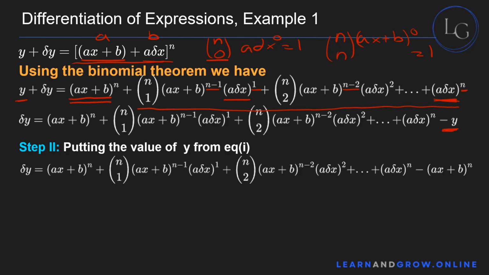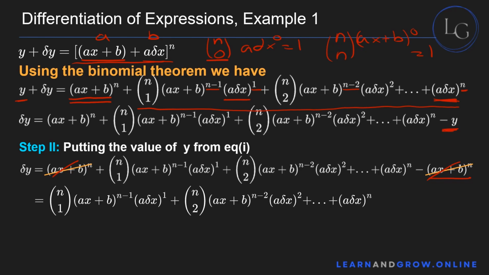So this negative y will be replaced with negative ax plus b to the power n, because originally in the question the equation that was given to us was y is equal to ax plus b to the power n. So now you can cancel out these two terms, because ax plus b to the power n minus ax plus b to the power n is just 0. So you're left with this now.